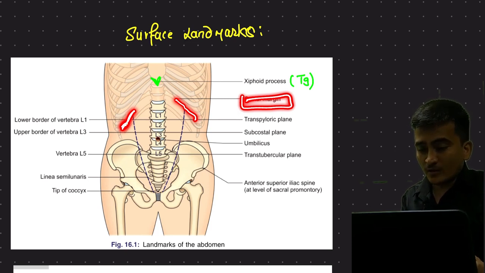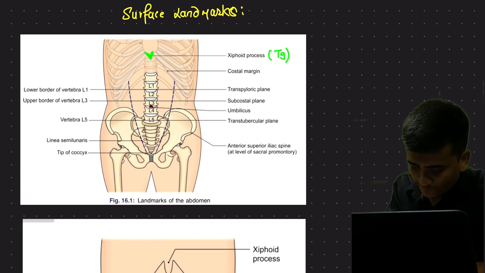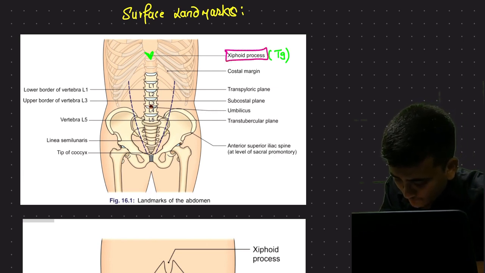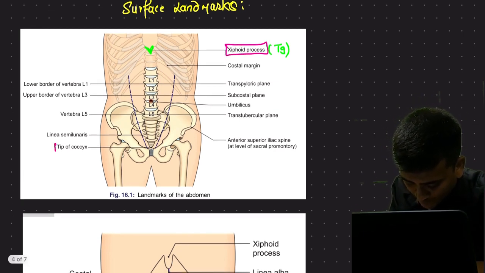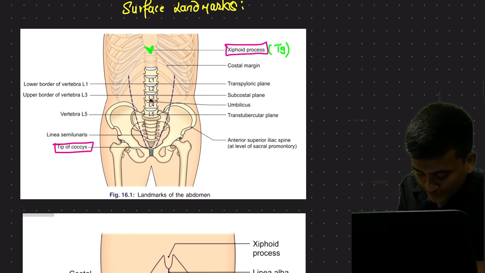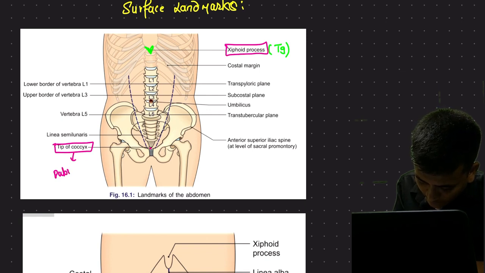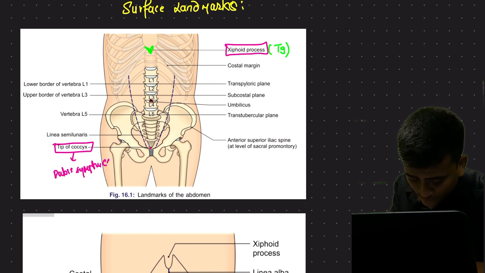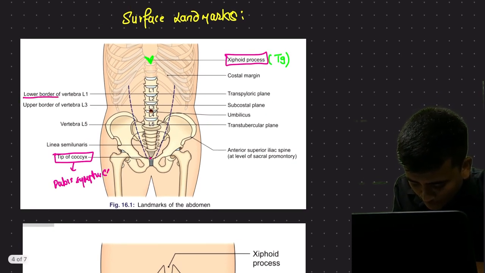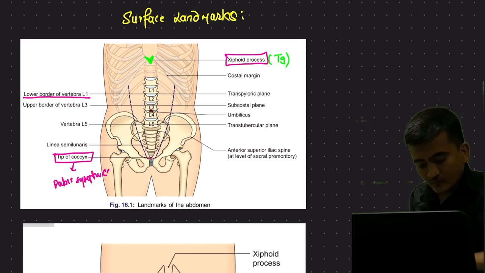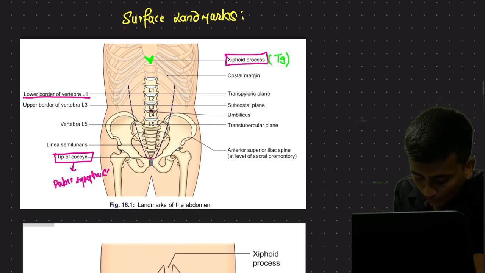Now there are other things that we need to know right here. If you see clearly in this figure, we talked about the xiphoid process, the uppermost border. We talked about the tip of the coccyx, which is at the level of the pubic symphysis, right? And similarly here we will find the lower border of L1, the first lumbar vertebra, and the upper border of L3, right?